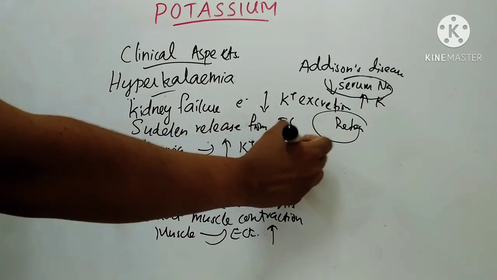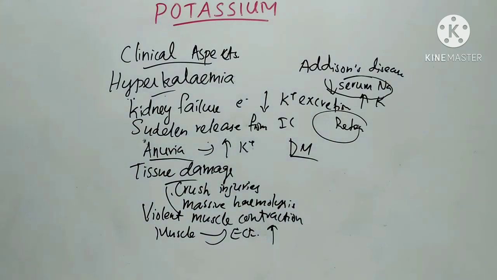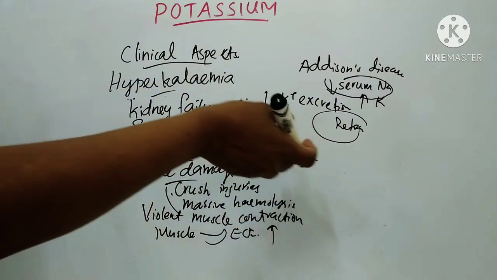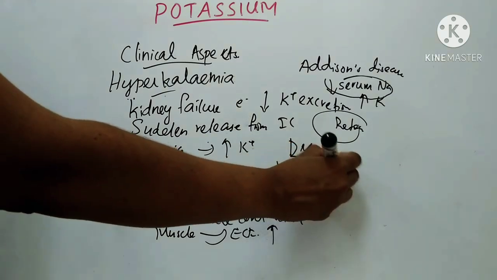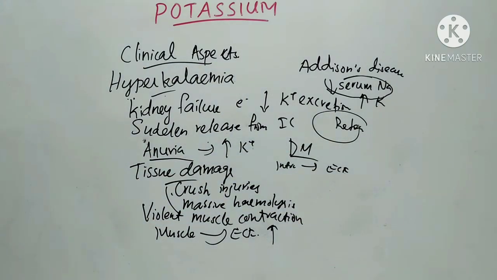Next one is diabetes mellitus. In ketoacidosis, potassium is lost from the intracellular space to the extracellular fluid. This is partly due to decreased activity of the sodium potassium pump, which results from impaired glucose metabolism. If ketoacidosis is present for a long time, there will be major depletion of total body potassium. That is in diabetes mellitus.